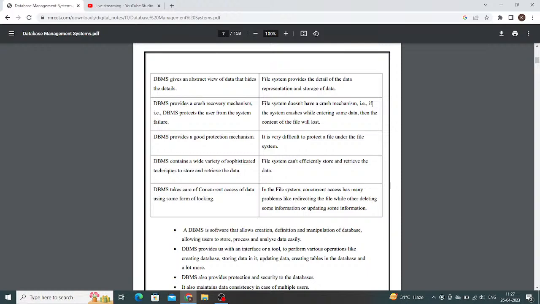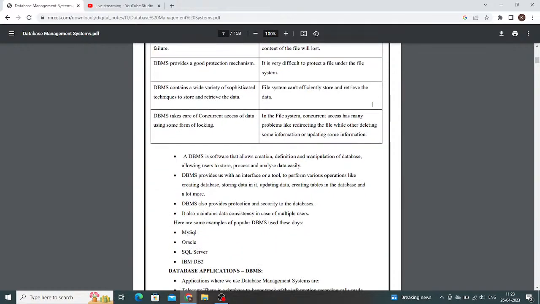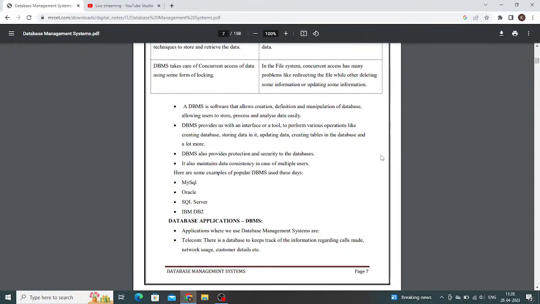Now next, DBMS contain a wide variety of sophisticated techniques to store and retrieve the data. A file system can't efficiently store and retrieve the data. DBMS take care of the concurrent access of data using some form of locking. And in the file system, concurrent access has many problems, like reading the file while another is deleting some information or updating some information.